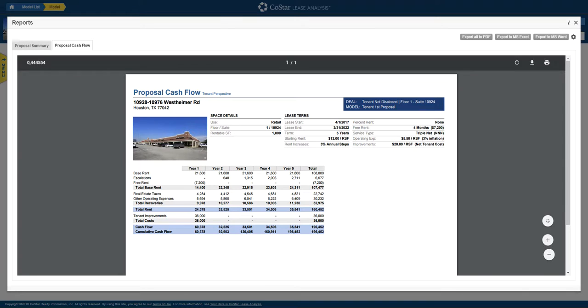So here's a great report that I tend to look at quite a bit. It's the proposal cash flow. I like starting from the back and working our way forward, right? So when you look at cumulative cash flow on this particular deal, this client's going to spend approximately $196,000 to get this space over a 5-year term. That includes all cost, including tenant improvement cost. That includes your projected inflation. Okay, so this is what the outlay of cash should look like over a 5-year term.